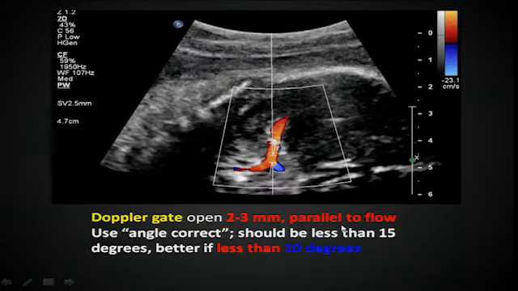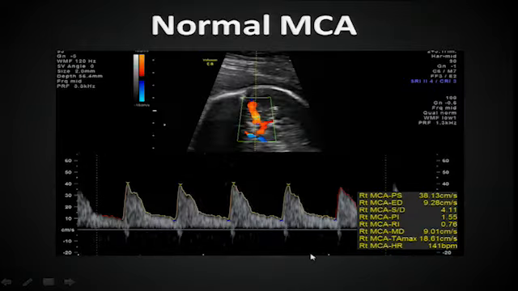And then we want the parallel flow, and if you're going to use the angle correct, it should be less than 15, our group. It has to be less than 10. They try to get it as close to 0 as possible. And then you're going to be doing an average of 3. You want to do at least 3 of these, and then you're taking an average. This is a normal mid-cerebral flow. You should have nice peak, and it should come down almost to baseline.